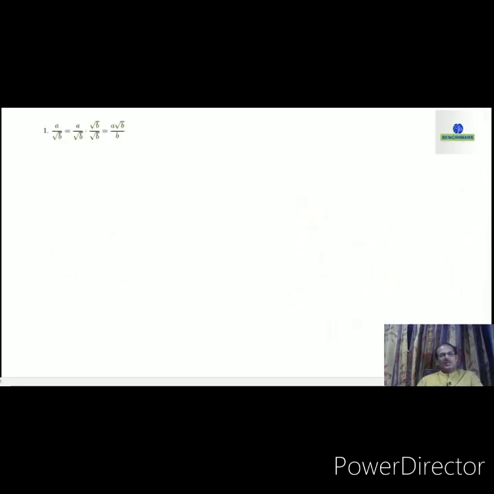Okay. These are some of the standard types of expressions. A upon root b is equal to a upon root b into root b upon root b. That gives me a root b upon b. Simple example, 4 upon root 2. I am multiplying and dividing by root 2, so that gives me 4 root 2. Root 2 into root 2 is 2. Now this 2 and 4 get cancelled and it gives me 2 root 2.